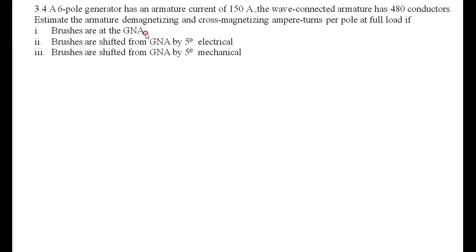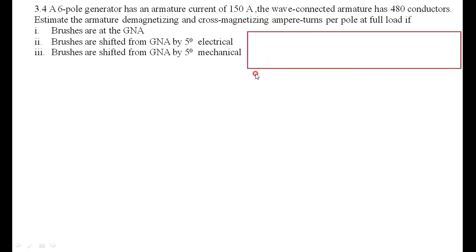Here the brushes are at the GNA, which means theta is equal to 0. In the second case, the brushes are shifted from the GNA by 5 degrees electrical. This you have to convert into mechanical, that is 5 divided by the number of pairs of poles. Here it is 5 divided by 3 pairs of poles, so 5 divided by 3 degrees mechanical you have to put in the equation. In the third one it is straightforward, theta is equal to 5 degrees, you have to substitute directly and find the answer.